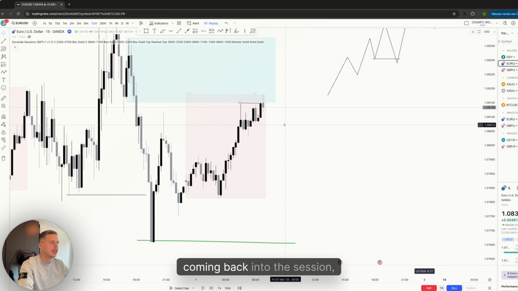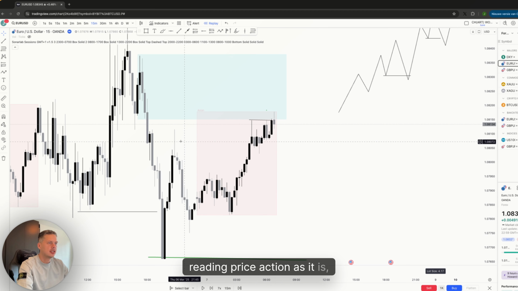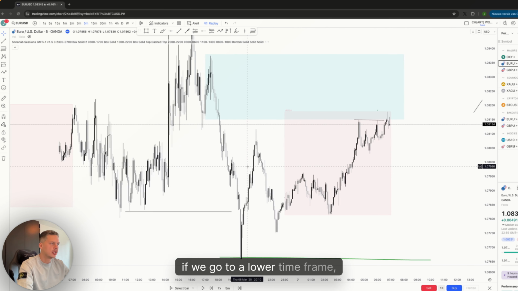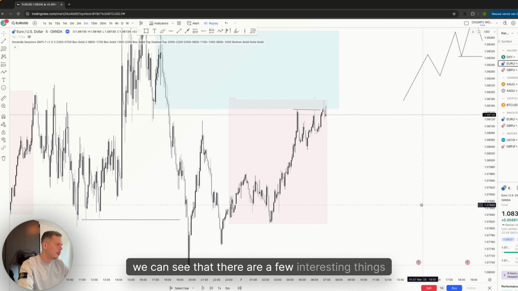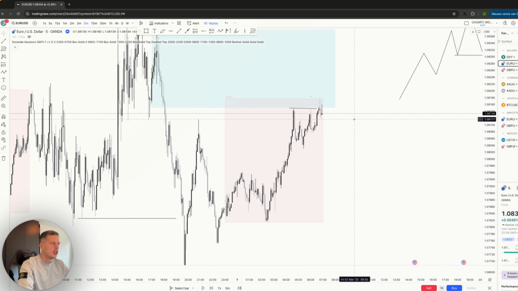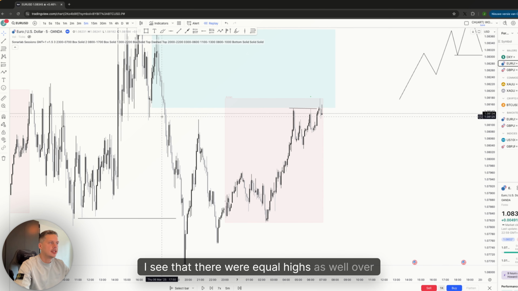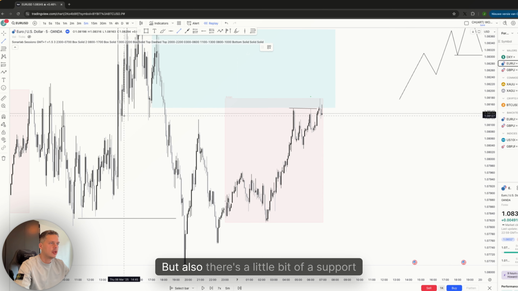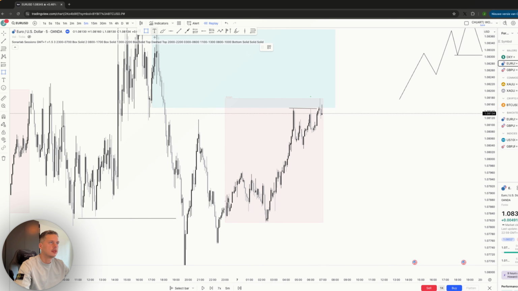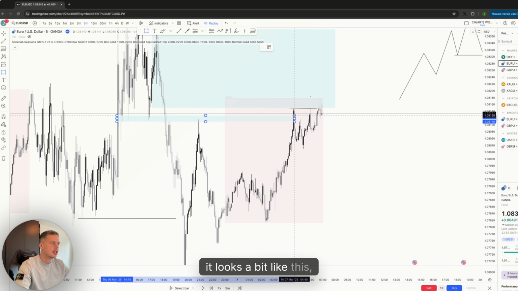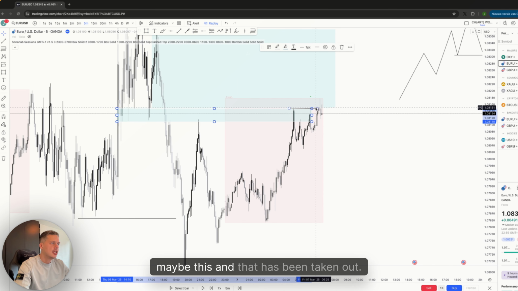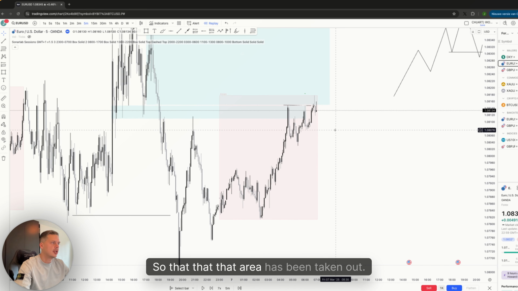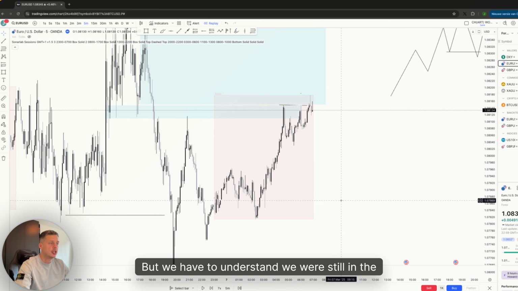All right, coming back into the session, reading price action as it is. If we go to a lower time frame, we can see that there are a few interesting things going on here. I see that there were equal highs as well over here, which are taken out, interesting enough. But also there's a little bit of a support resistance area, and I like that one more. It looks a bit like this, maybe this, and that has been taken out. So that area has been taken out, but we have to understand we're still in the Asian range.